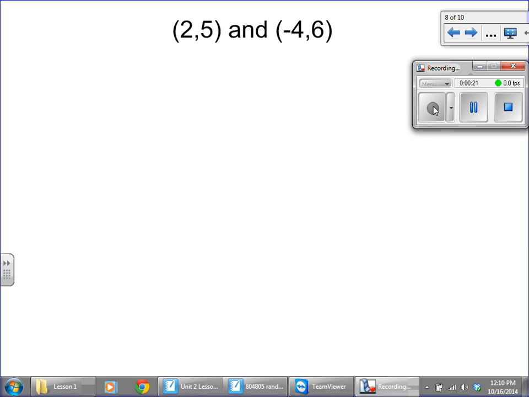The first thing we absolutely need is the slope formula. This you need to remember. M equals y2 minus y1 over x2 minus x1. You need to know that formula. Just keep writing it down over and over. For every single problem, write down that formula. It's going to help you not make mistakes.